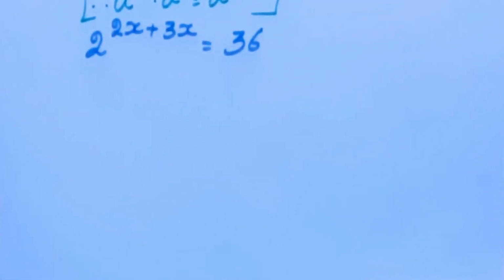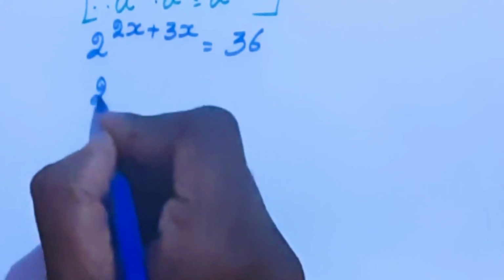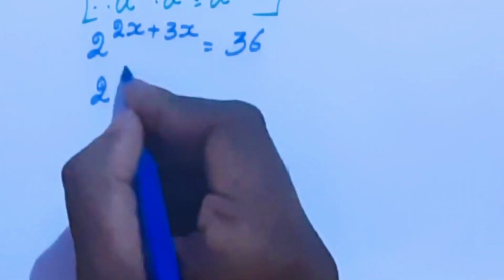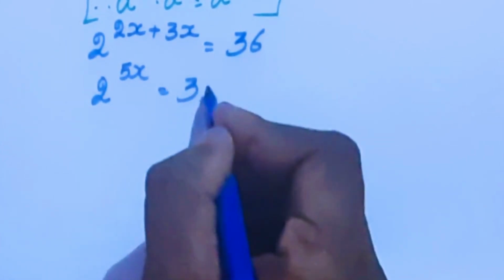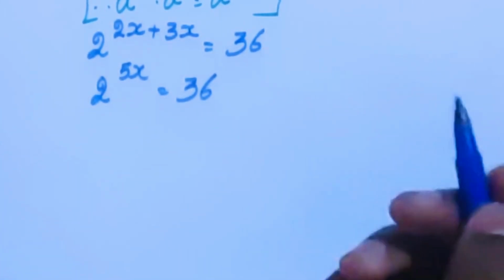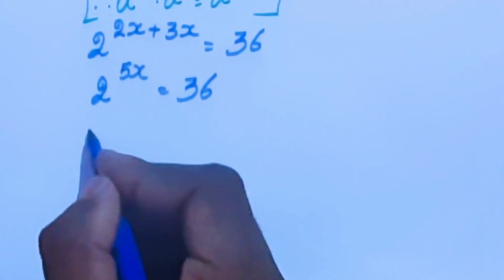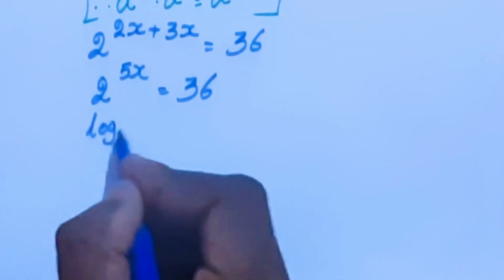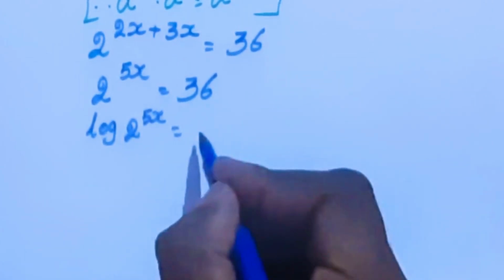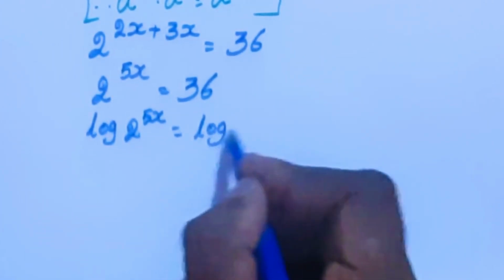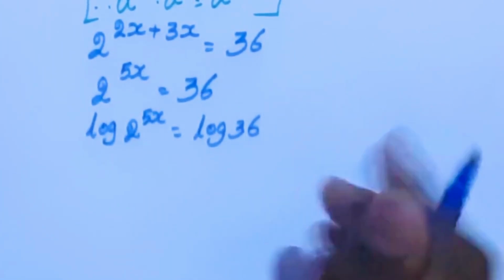Now 2 power 2x plus 3x is 5x, so 2 power 5x equal to 36. Now we are going to take a log on both sides. Log 2 power 5x equal to log 36.